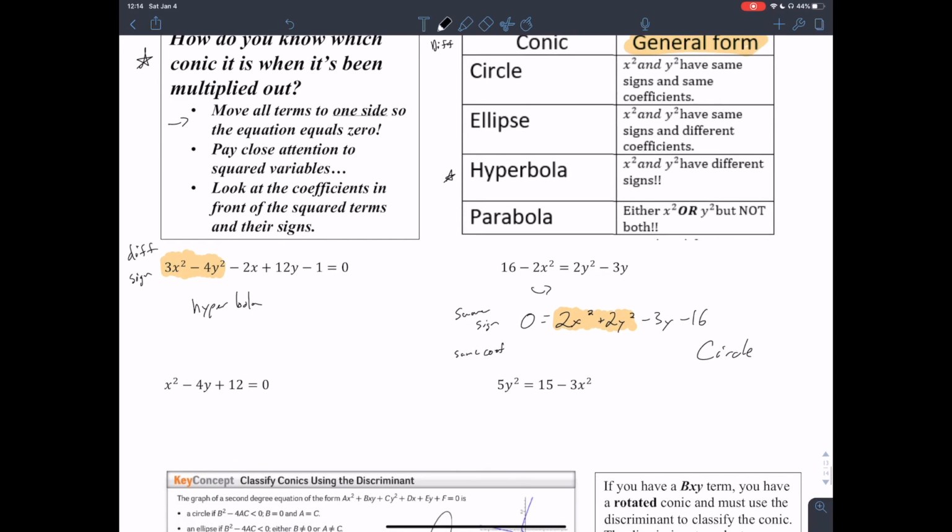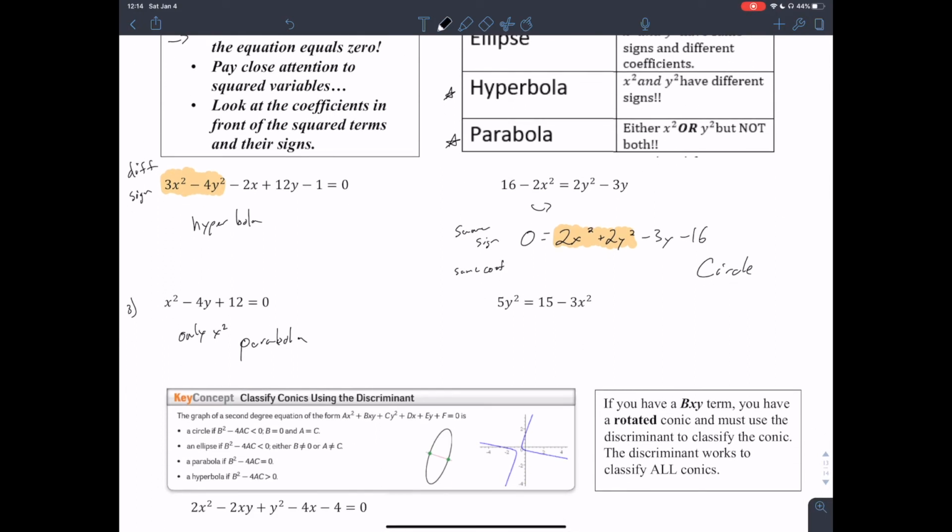All right, now, this next one, number 3, that's going to be a parabola. Because notice, I have no y squared. And that's what this one says. A parabola is either x squared or y squared, but not both. So I'm going to say only x squared. This is a parabola. Oh, I misspelled parabola. Sorry, guys. I'm a math teacher, not an English teacher.